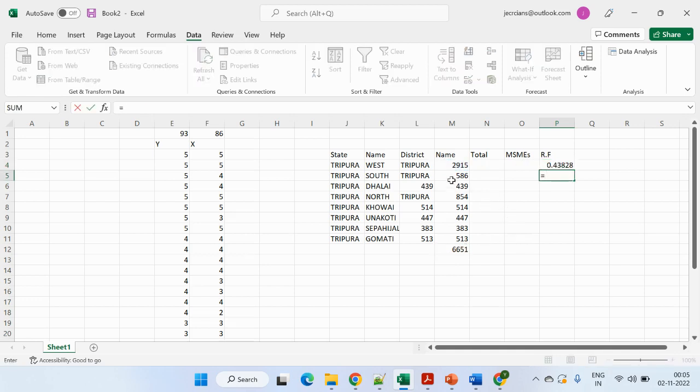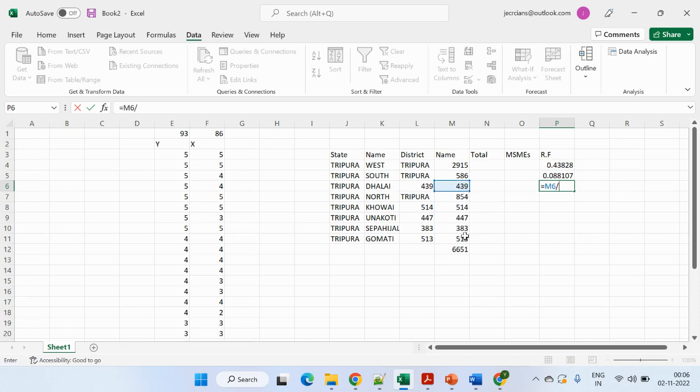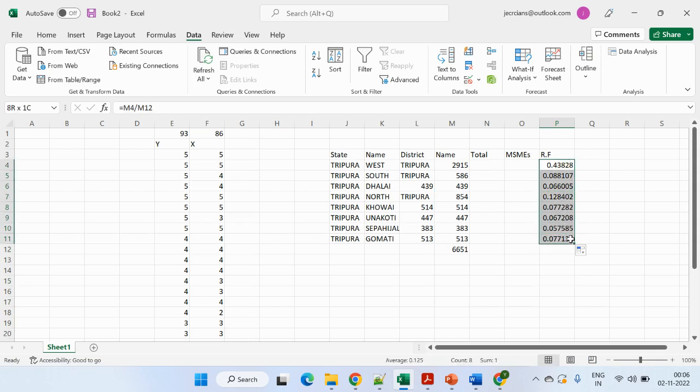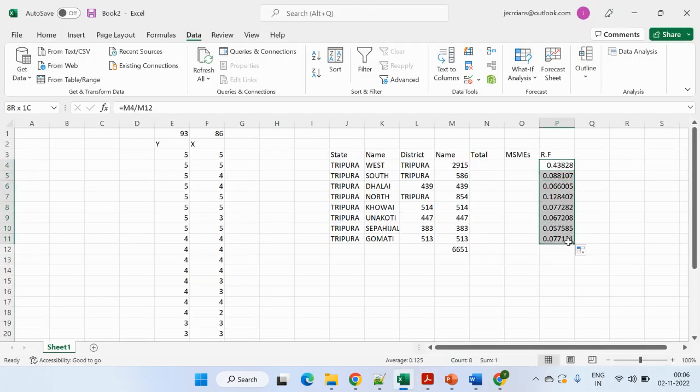So if we talk about this, it will be this, and this way you can calculate all the values: this divided by this, divided by this, or maybe you can use the dollar sign to fix the reference when you copy and paste, right? And if you see, the total is coming as 1. One important thing is, in the case of relative frequency, the sum of all the values will come as 1, right? So this is the way we can calculate.